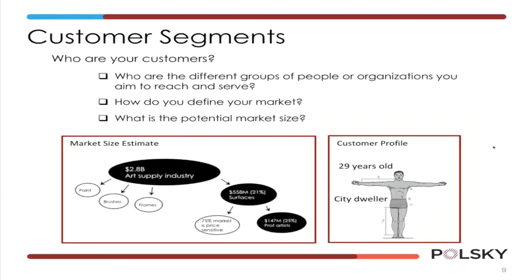Obviously, you can't really talk about customer segments. You can't really talk about what products do for customers until you talk about who your customers are. So your next section really has to be, who are you selling this to? Who are the different groups of people or organizations that you aim to reach and serve?